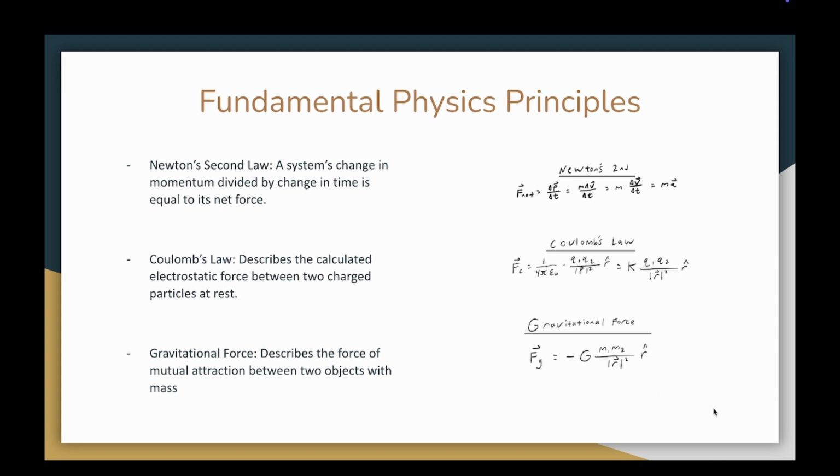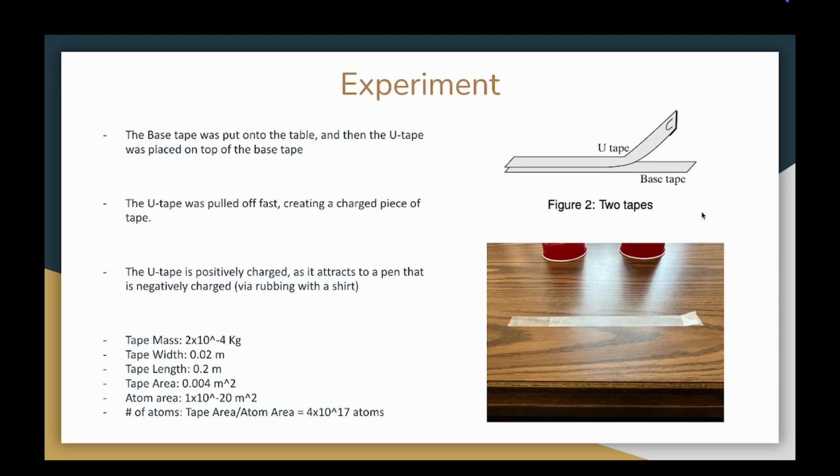So, for the experiment, the base tape was put onto the table, and then the U-tape was placed on top of the base tape. And here's a picture of my actual experiment here. The U-tape was pulled off fast, creating a charged piece of tape. And it was determined that the U-tape is positively charged as it attracts to a pin that is negatively charged via rubbing with a wool shirt. And down here you see some numbers that are initial values from this experiment.